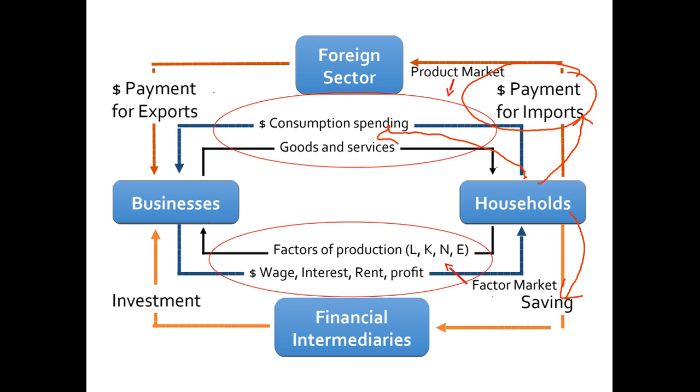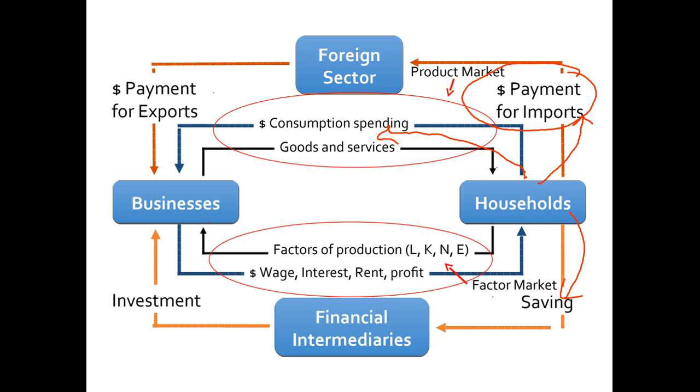Now, the household sector will buy these goods and services that are being produced outside Canada. They can only buy through the foreign sector. So they will go through the foreign sector. They will buy these goods and services by paying dollars, Canadian dollars.